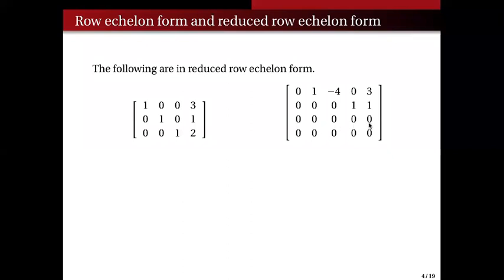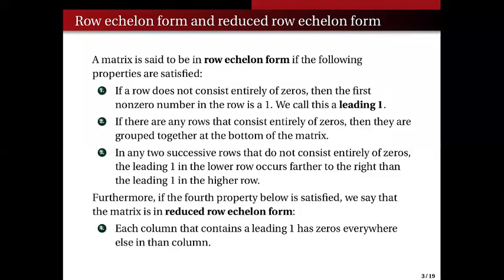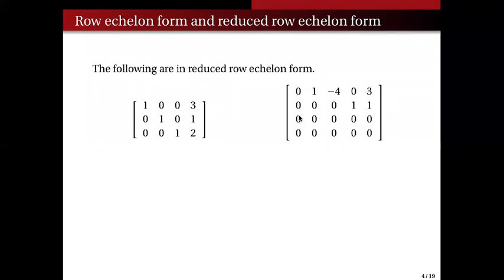This is the second condition in here. If there are any rows that consist entirely of zeros, then they are grouped together at the bottom of the matrix.